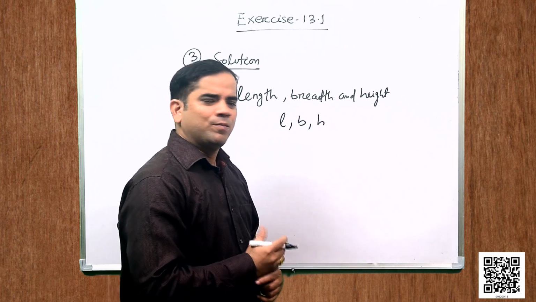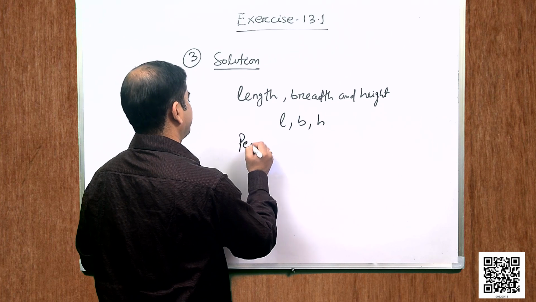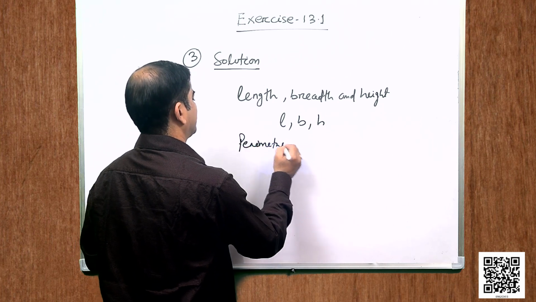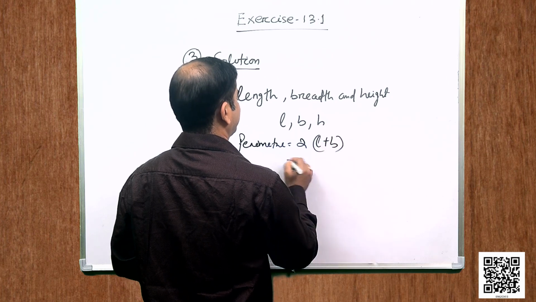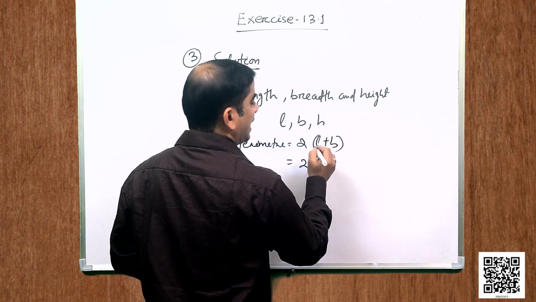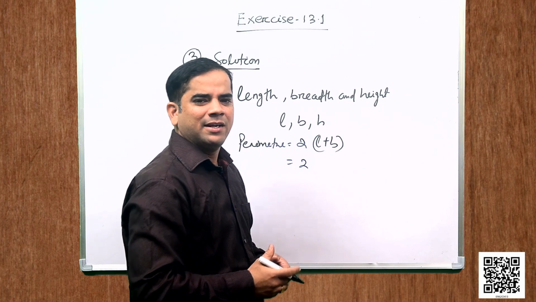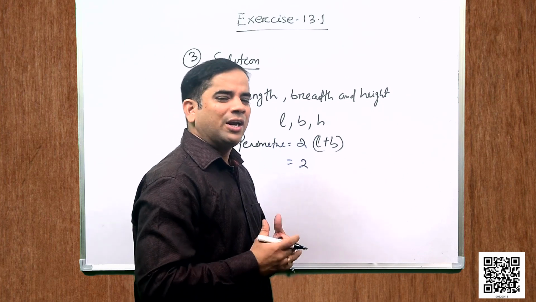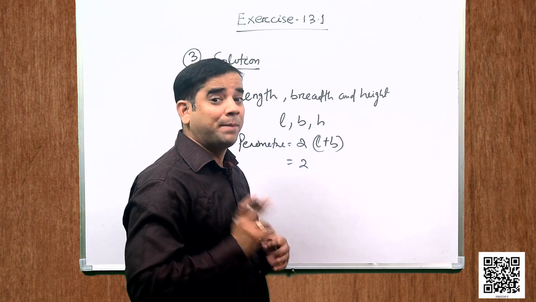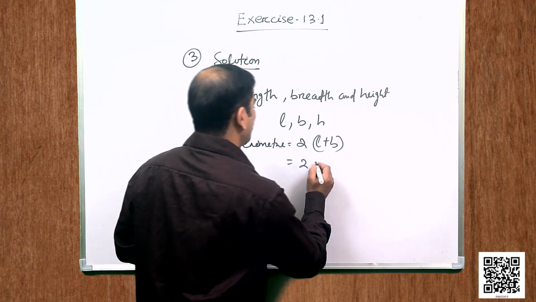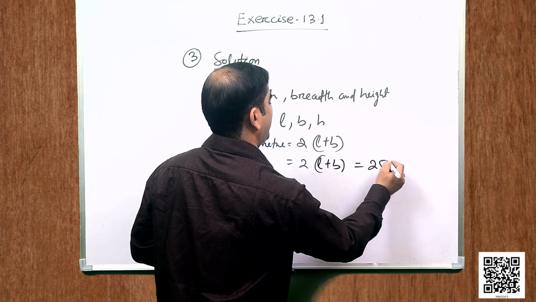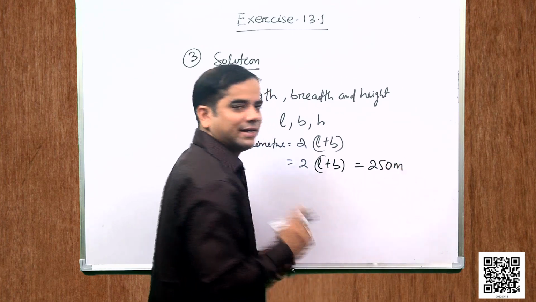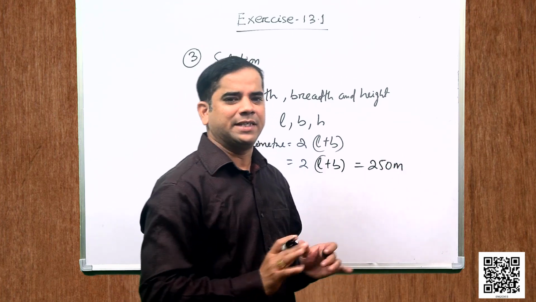So perimeter is 2 into (L plus B). Do we have the length and breadth? No, but the perimeter is given. So 2(L plus B) is equal to 250 meter. It is given, right? The perimeter is given.